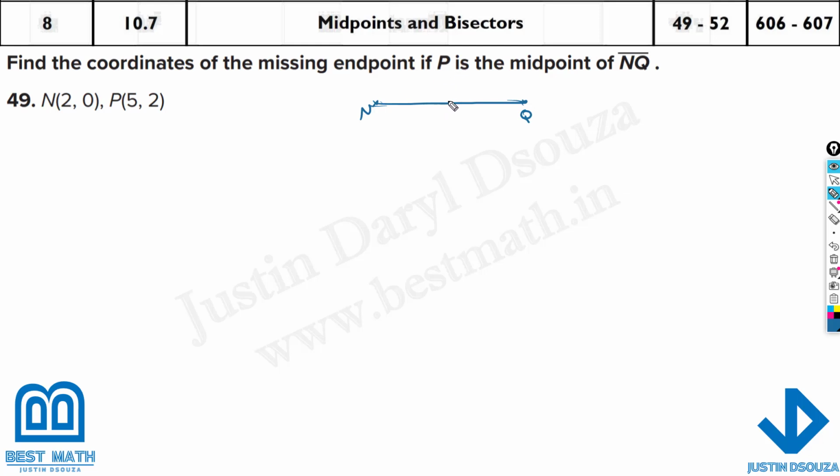But P is the midpoint. It's in the middle. They have given us the values of N, that is 2, 0. P is also given 5, 2. We have to find what is Q, unknown. X2 and Y2, that is not known. So you can use the formula of midpoints. One way is, the midpoint is 5. So that will be equal to x value of these two. So 2 plus x divided by 2. The midpoint formula is given as x1 plus x2 by 2, isn't it?